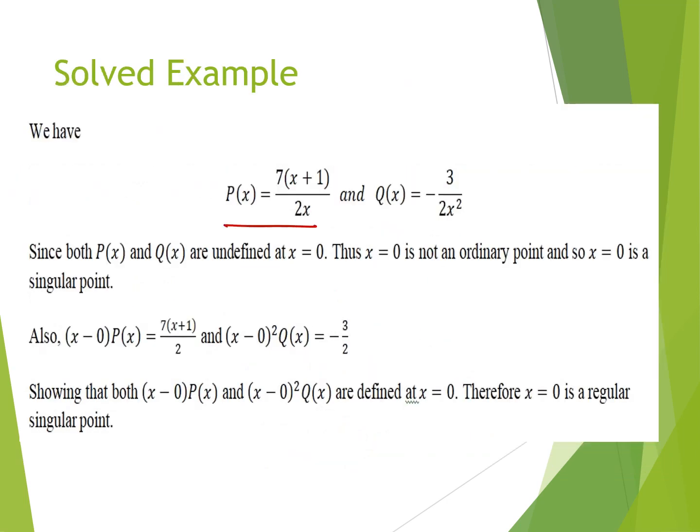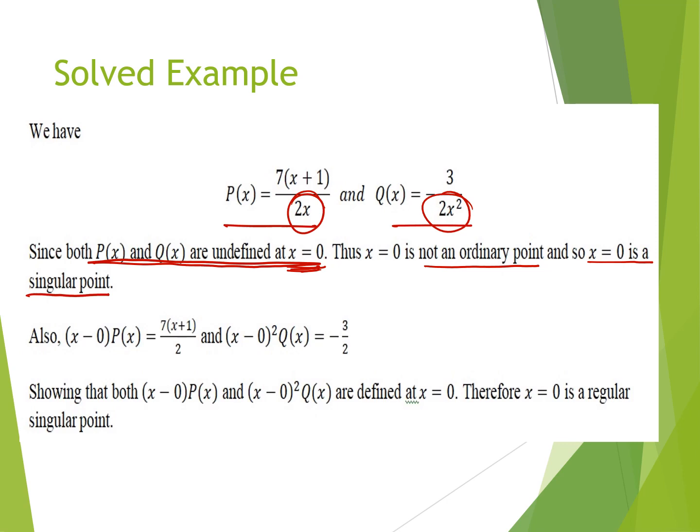Now the values of p(x) and q(x) are given, but these values are not defined at x equal to 0. When we substitute the value of x0, it goes to infinity, not defined at x equals 0. So it is not an ordinary point. So x0 is a singular point. If it is not an ordinary point, then it is a singular point. Why is it not an ordinary point? Because p and q are not defined at x0.